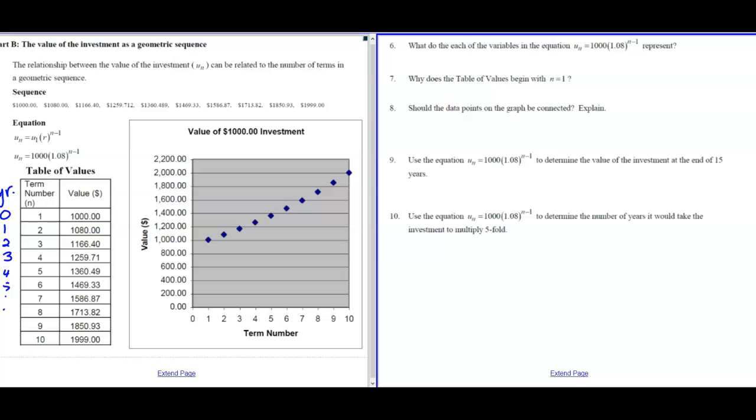So then it says, what do each of the variables in the equation, u sub n equals 1,000 times 1 plus 0.08, to the n minus 1, represent? So u sub n is the value of the term. So you can say the nth term. So why does the table of values begin with n equals 1? Because 1,000 is the first term of the sequence.